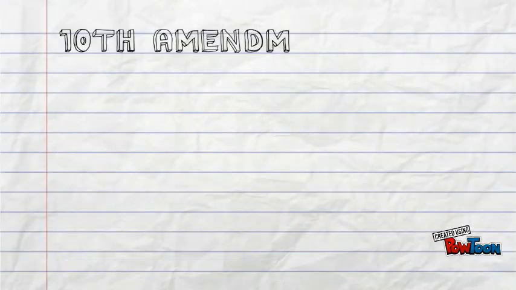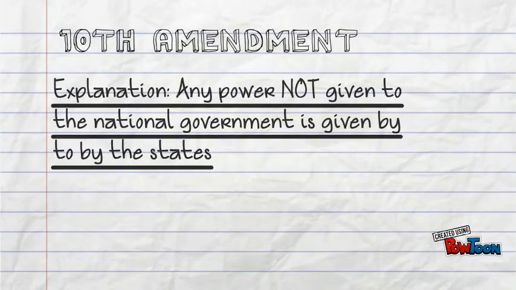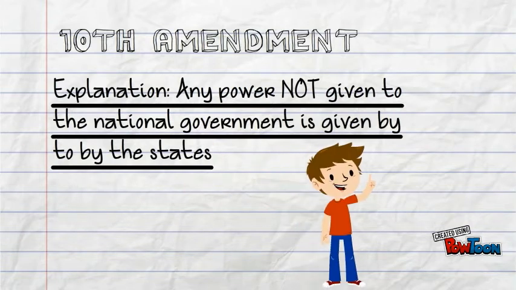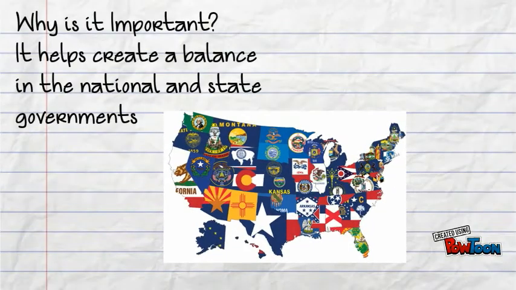The 10th Amendment says that any power not given to the national government is given to the states. This is known as states' rights. This is important because the 10th Amendment helps create balance in the national and state governments. Remember, we know federalism separates the two.